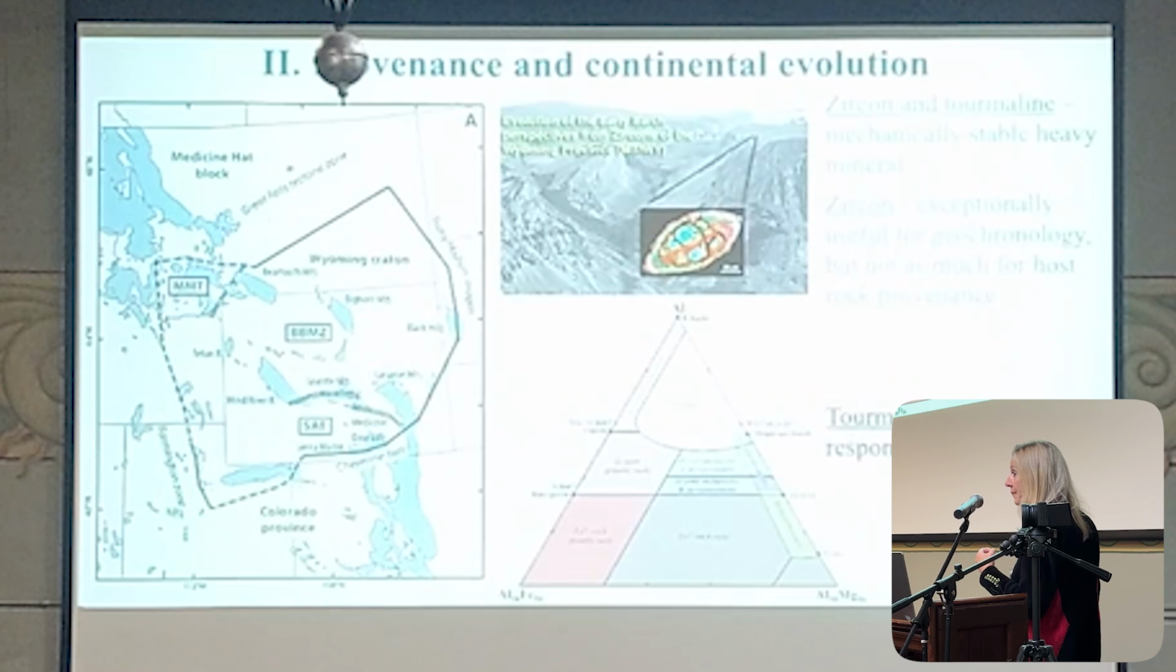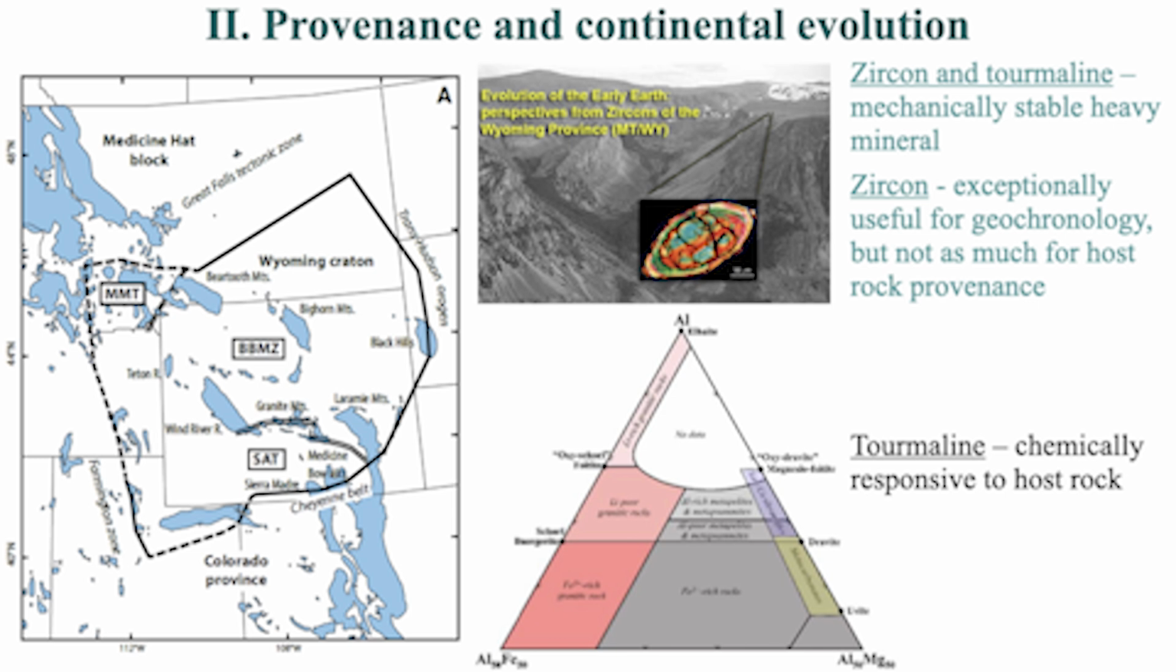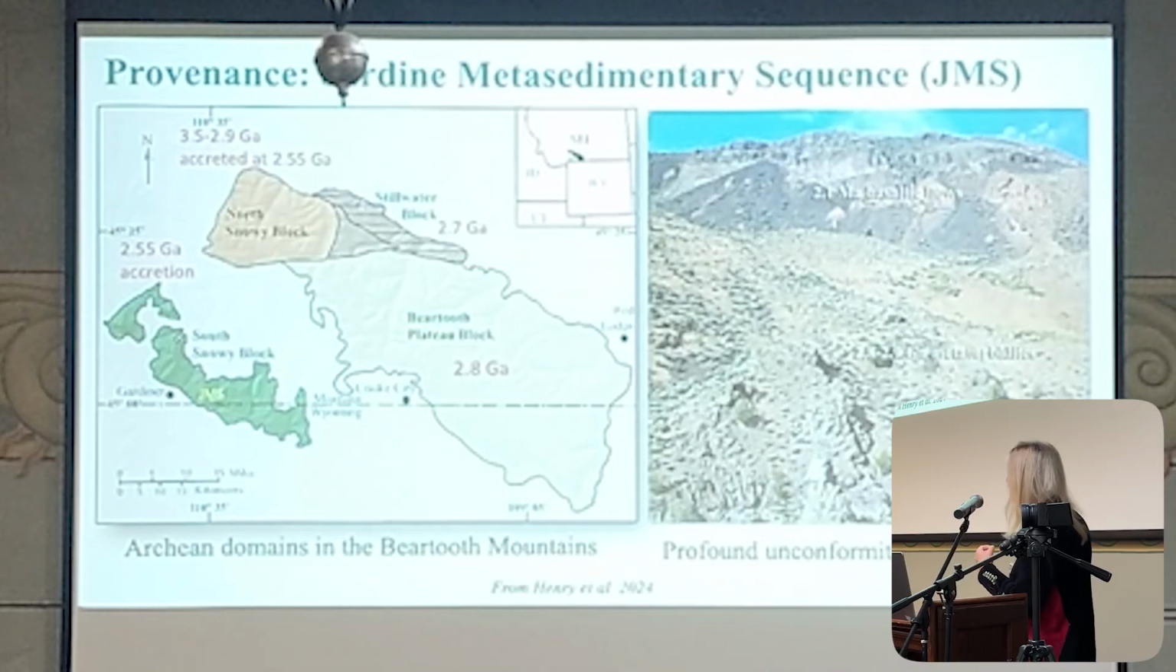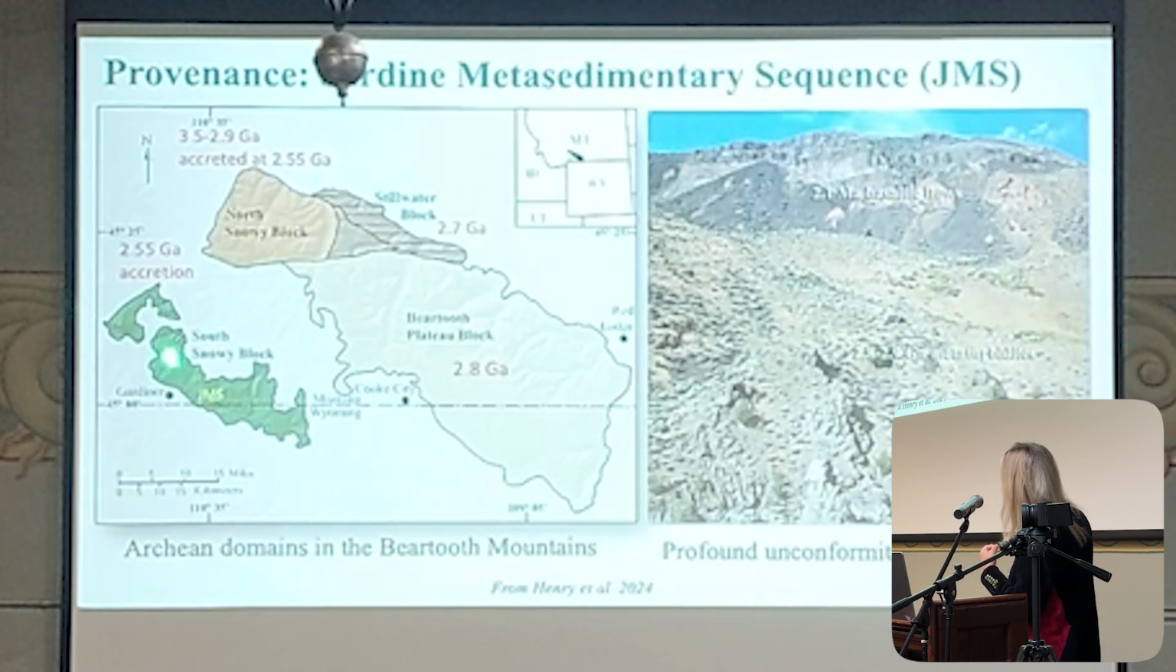So now we're going to venture back over to the Beartooth Mountains in western Montana, and this is part of the very old Wyoming Craton. So within the Beartooth Mountains, there is a place called the South Snowy Block, and it has the Jardine metasedimentary sequence. Very near the South Snowy Block is the Beartooth Block. It's been dated at about 2.8. So there are 4 different domains here. They're all very different in character.